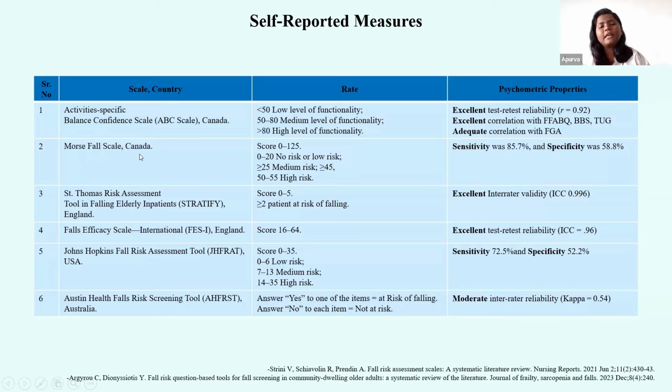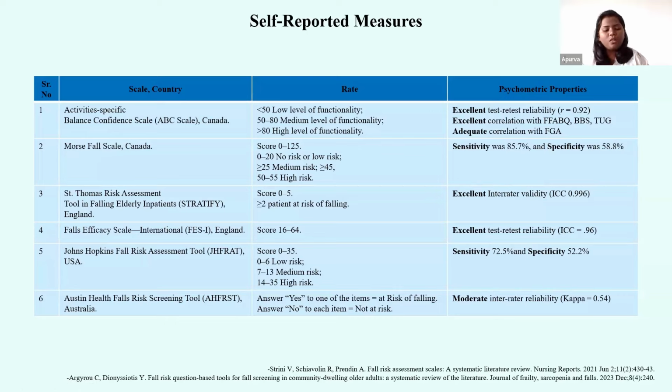You have the Morse Fall Scale, which has good sensitivity but is not very well versed with its specificity. You have the St. Thomas risk assessment tool, that is your STRATIFY scale, which has excellent inter-rater validity. You have your FES, which is a highly recommended scale and has excellent retest reliability. You have your Johns Hopkins fall risk assessment tool, which has good sensitivity, but again does not have good specificity. And you have your Austin Health fall risk screening tool, which gives you moderate inter-rater reliability.